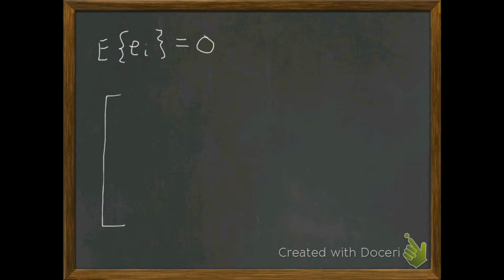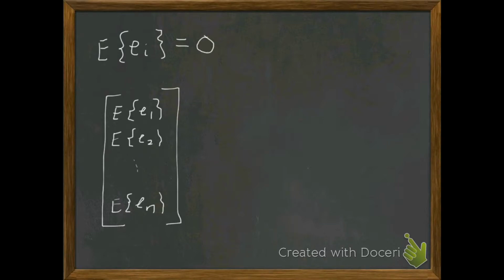So we can say that the expected value of E1, the expected value of E2, and the expected value of En will be equal to zeros.